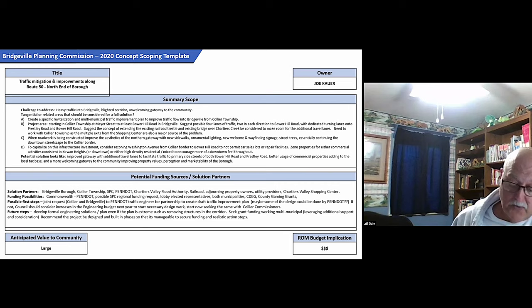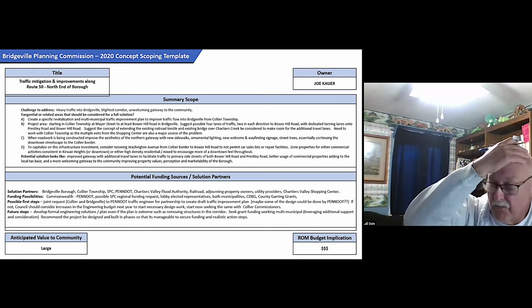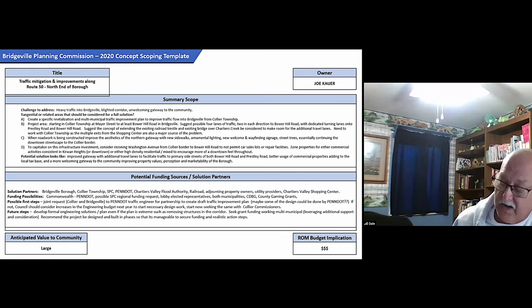Potential solution: an improved gateway with additional travel lanes to facilitate traffic to the primary side streets of both Bower Hill Road and Presley, better usage of commercial properties along the corridor for the local tax base, and a more welcoming gateway to the community, improving property values, perception, and marketability of the borough.